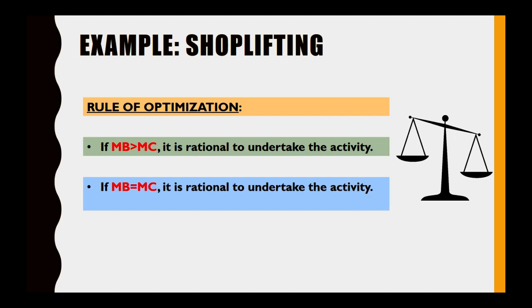That makes sense. Now, what if we have this situation? If marginal benefits equal marginal cost. So what if marginal benefits equal marginal cost? Do you agree that it's still rational to undertake this activity? It's still rational? As opposed to irrational?